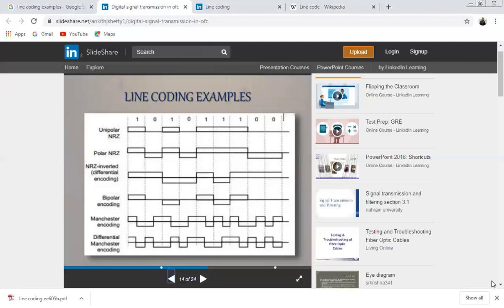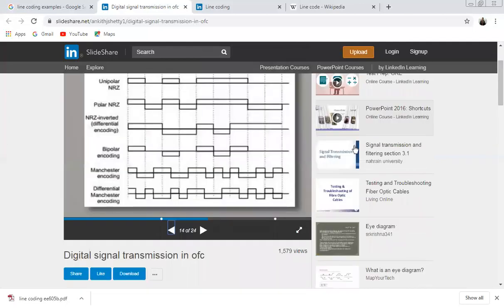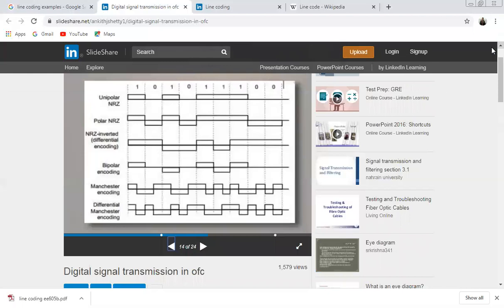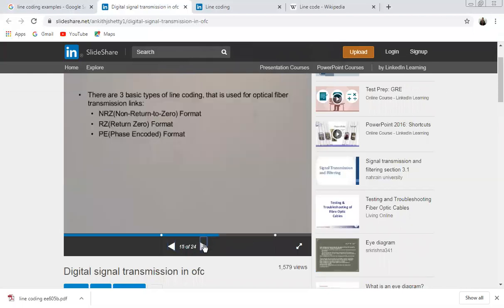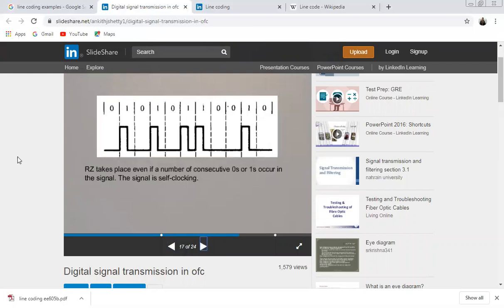Now here all the techniques are non-return to zero techniques. Now take an example of return to zero. This is a technique of return to zero. 0 is the low logic, 1 is high then low: half period high, half period low, returning to 0. That is some of the basic techniques of line coding.